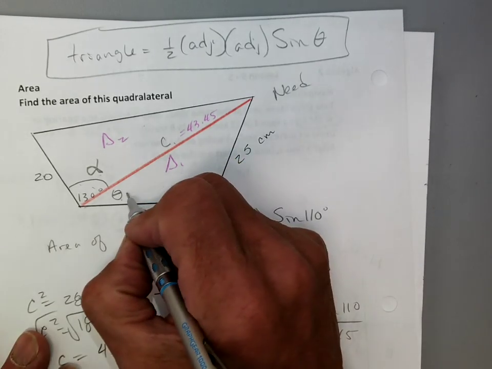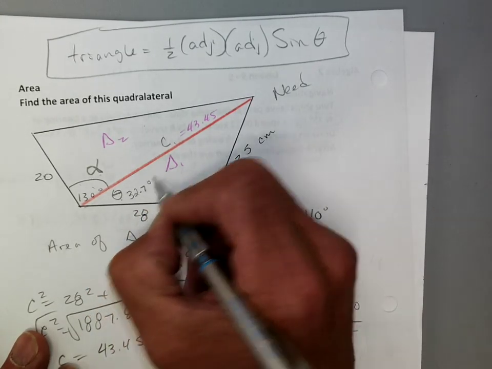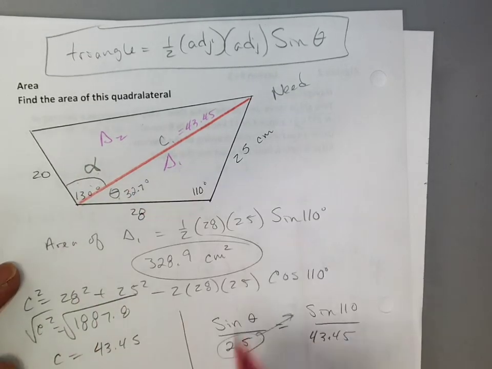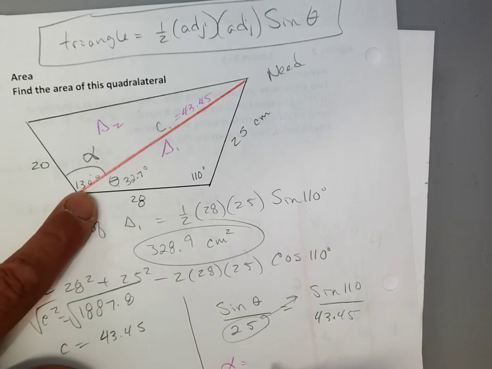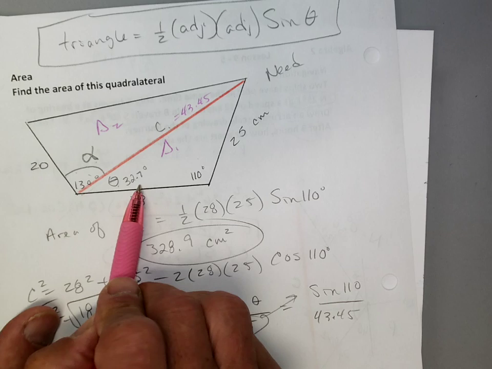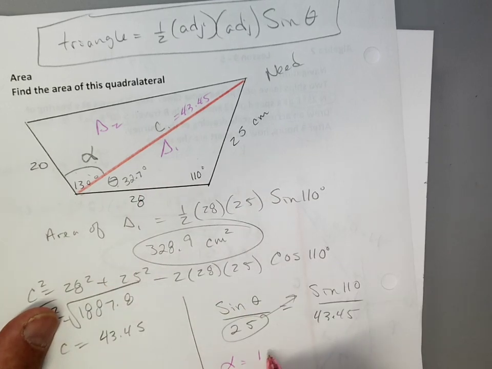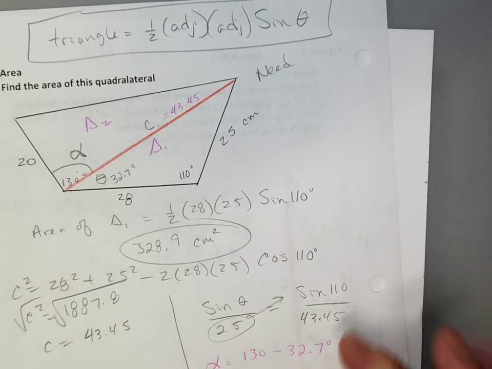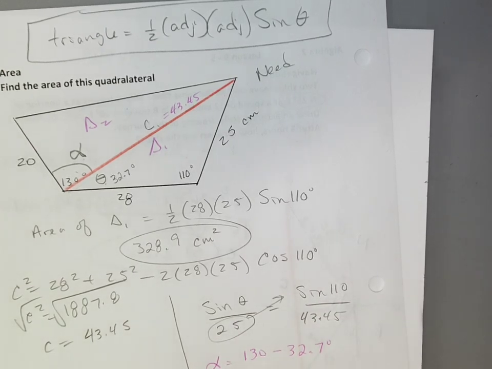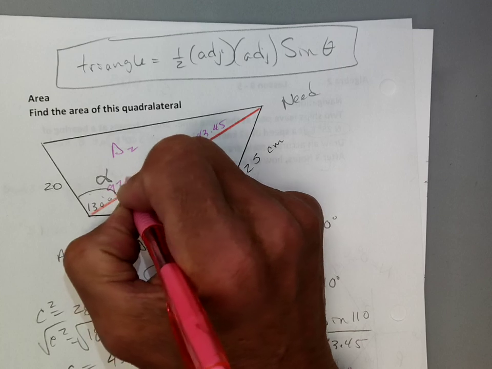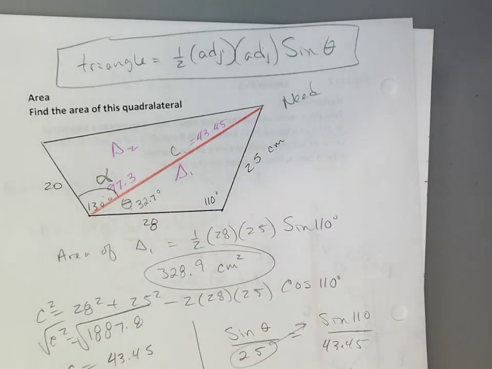Okay, so that's 32.7 degrees. And now, to get alpha, this angle here, we'll just take 130 degrees because the whole angle is 130, right? So alpha is 130. If I subtract out my 32.7 degrees, I'll get that angle. 130 minus 32.7, again about 97.3. Okay, that's 97.3.